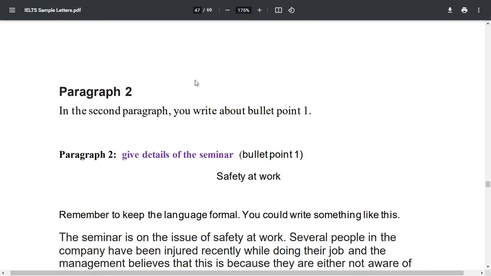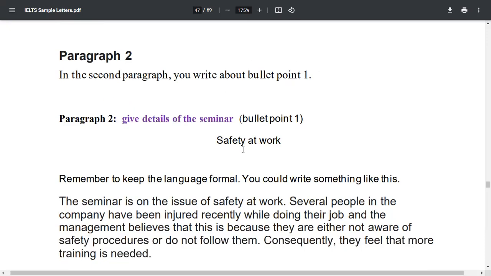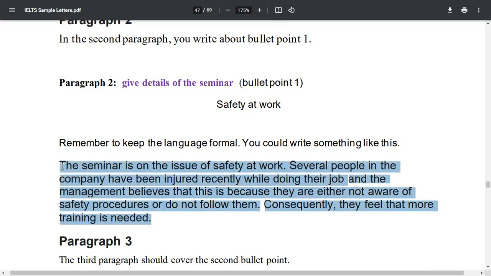Now, for the second paragraph, which is the answer to the first bullet point that says give details of the seminar. So let's remember to keep the language formal, and you could write something like this. Let's read it together. The seminar is on the issue of safety at work. Several people in the company have been injured recently while doing their job, and the management believes that this is because they are either not aware of safety procedures or do not follow them. Consequently, they feel that more training is needed. Okay, so that's the answer to the first question.